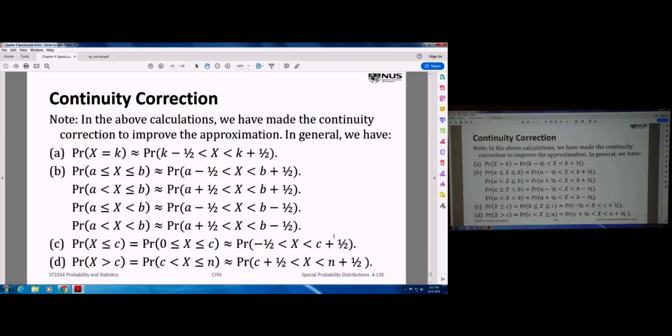Don't worry, we've only got 2 slides left. This one looks like a lot of horrible things. This is called continuity correction. This is roughly what we were doing on the previous slide.